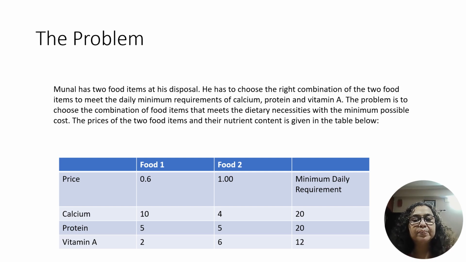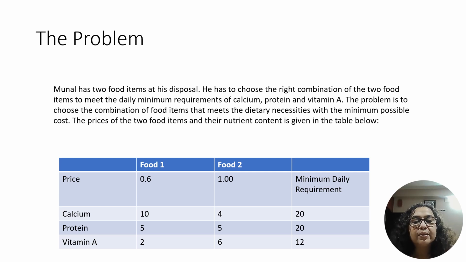Here comes the problem. It is about diet. Munal has two food items at his disposal, and he has to choose the right combination of the two food items and the daily dietary requirements. Here we are considering only three nutrients: one is calcium, the second one is protein, and vitamin A.